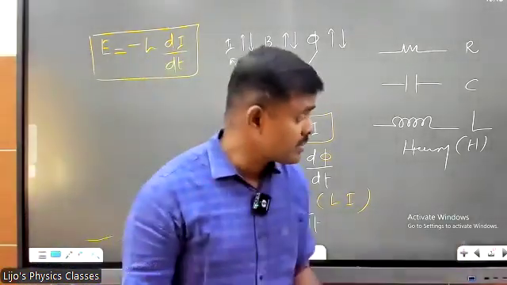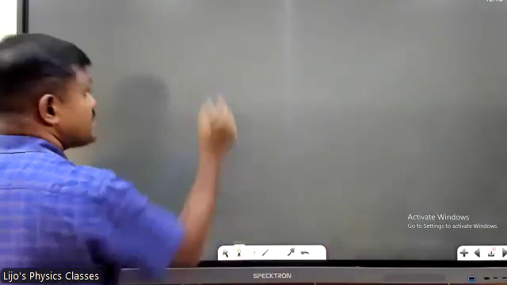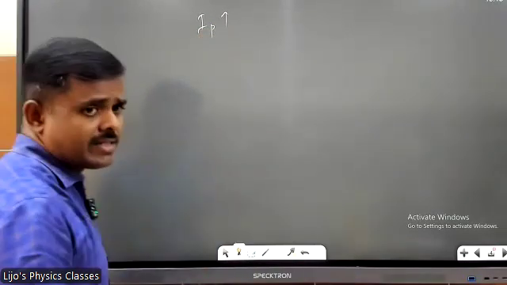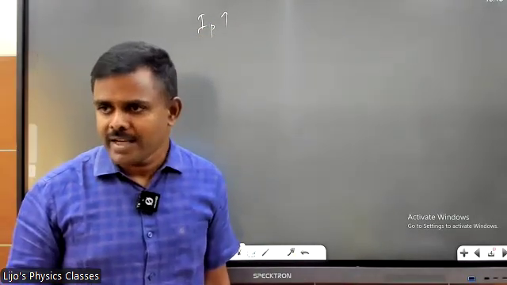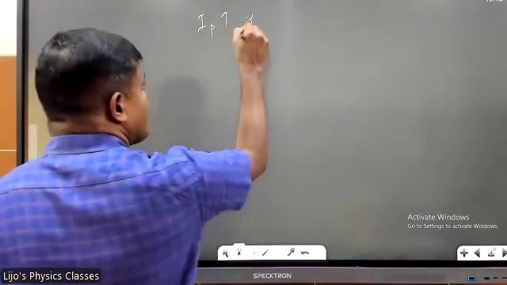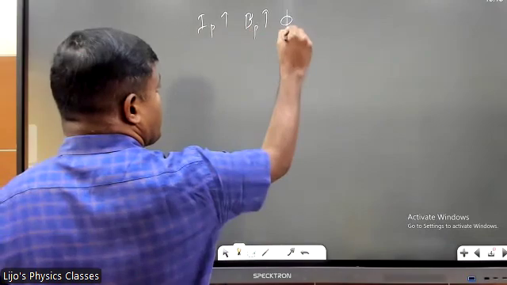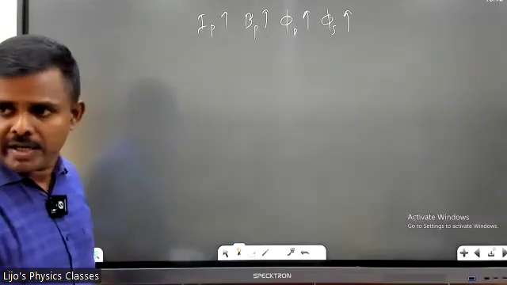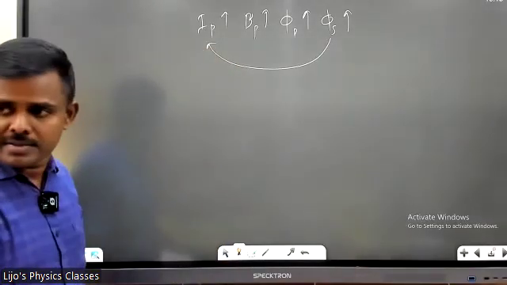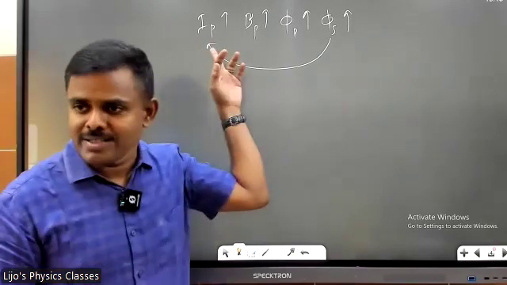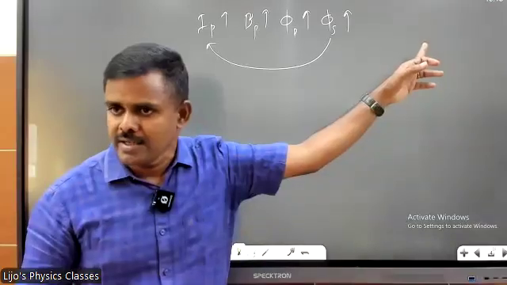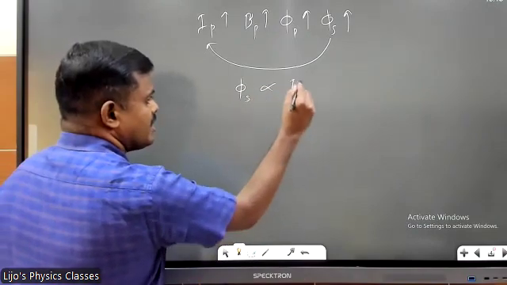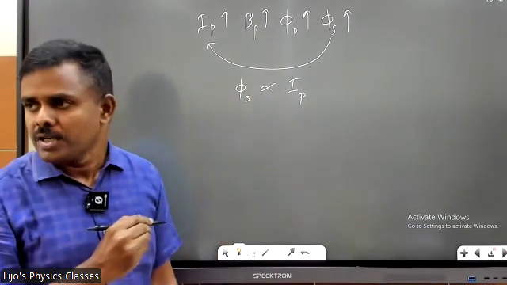Just like this, we can have mutual induction also. Let us see the sequence. Primary current increases. Primary field increases. Primary flux increases. Secondary flux increases, right? So how are they related? When current increases, field increases, flux increases. Directly proportional, right? So I will say phi S is directly proportional to IP.